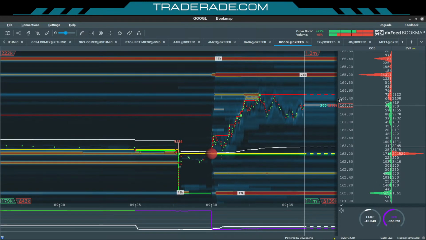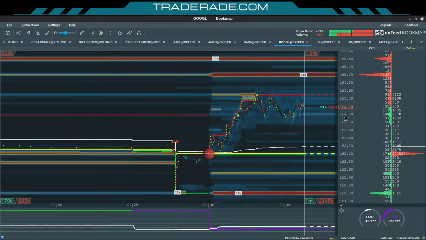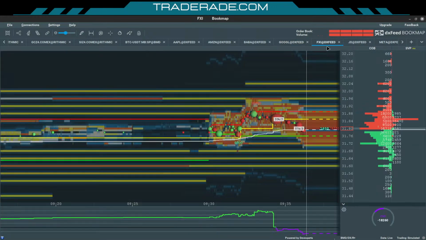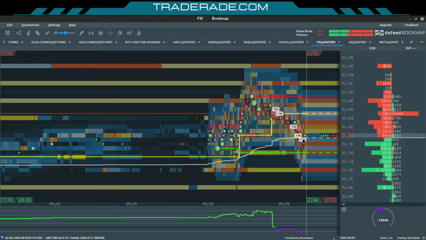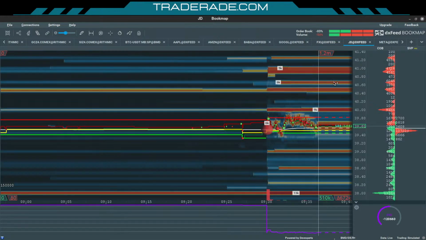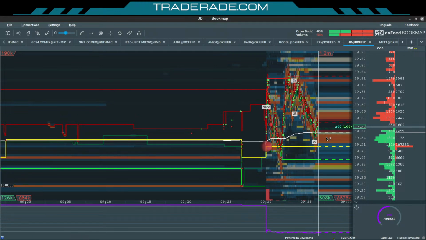Alphabet pushing to new session highs here. Consolidating after that push, but overall, we're starting to see some interest building in that 165 level and then above that 165.40. FXI mirroring Baba got a bit of a pop and a drop now, testing VWAP. JD.com similar to Baba, although much less pronounced, pop and a drop.